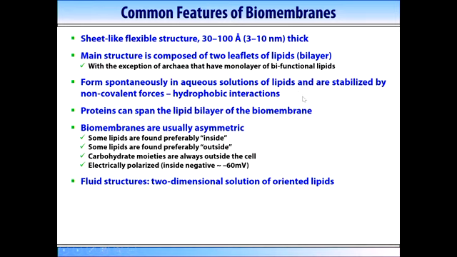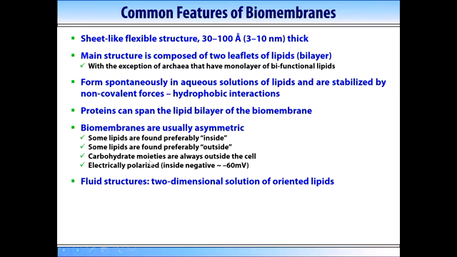The membranes can form spontaneously in aqueous solutions of lipids and are stabilized by several different non-covalent forces, mainly hydrophobic interactions. Proteins can span the lipid bilayer of the membrane. We will see what kinds of different proteins can exist in the biomembranes. Interesting and important, the biomembranes are usually asymmetric. Some lipids are found mainly on the inner leaflet of the membrane, and some others preferably on the outside leaflet.